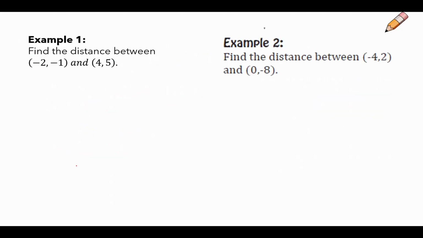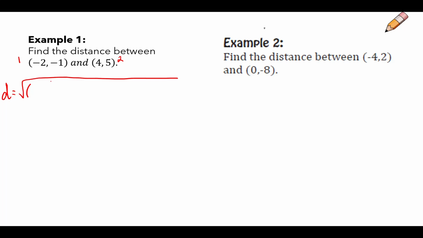So let's look at some examples. We're always going to start with d is equal to the square root, and we're going to do x2 and x1. It doesn't matter if you label this point as 1 and this point as 2, or vice versa.